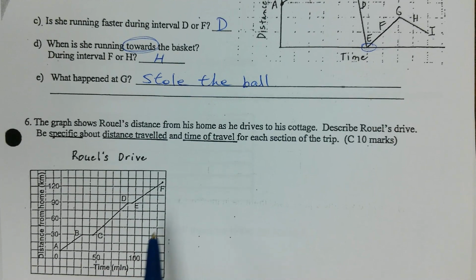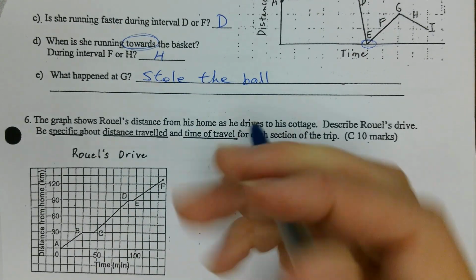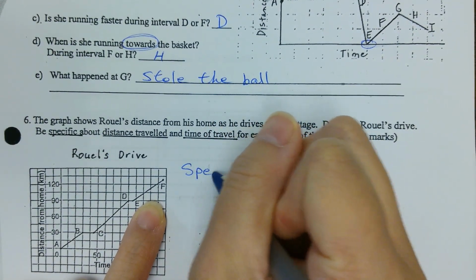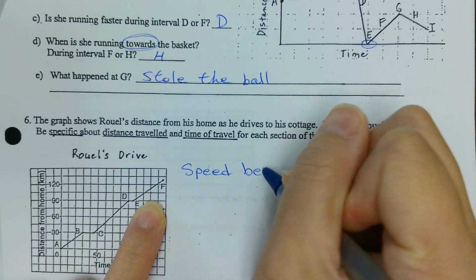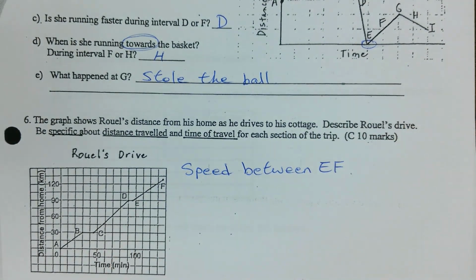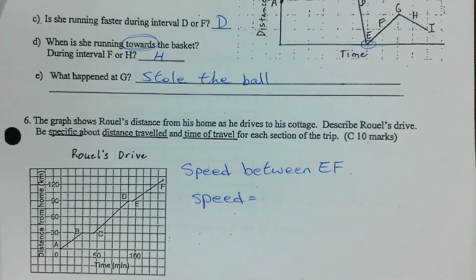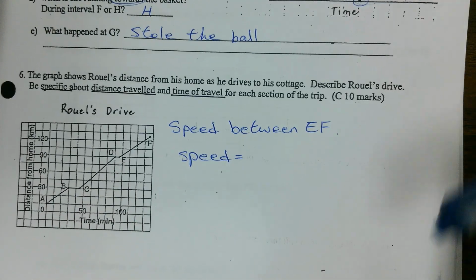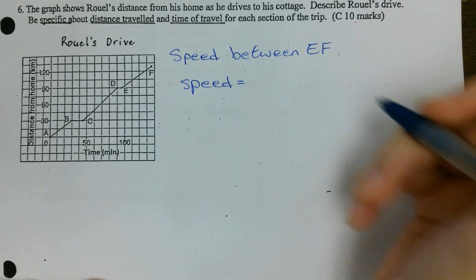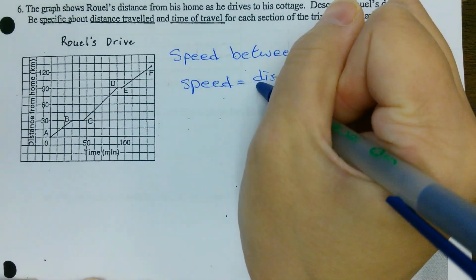So for this one, I just want to do, for example, E to F. Okay, I just want to do segment E to F. If I want to find the speed between E to F, what happened? How do I figure out speed? What's the formula for speed? Think science. You guys do it a lot of times. Distance over time. Yeah. Distance divided by time.